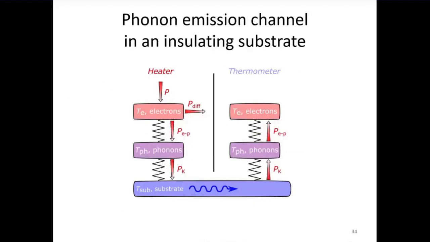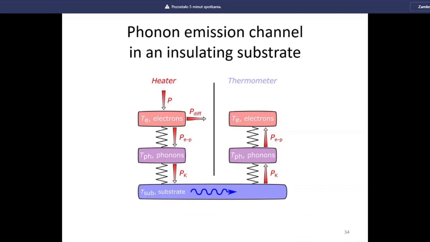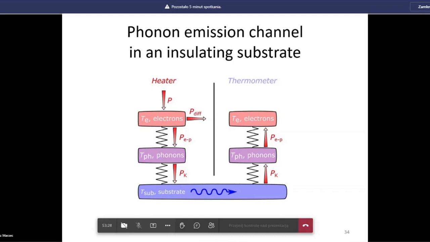Okay, so I will only briefly mention this: you can also investigate the propagation of phonons in an insulating substrate between two galvanically isolated structures. Imagine you have one metallic island, and this is another, but they are galvanically isolated. Still, thermally they are coupled through phonons in the substrate.